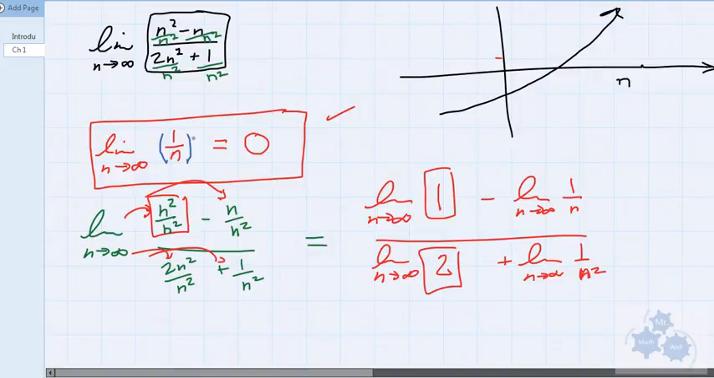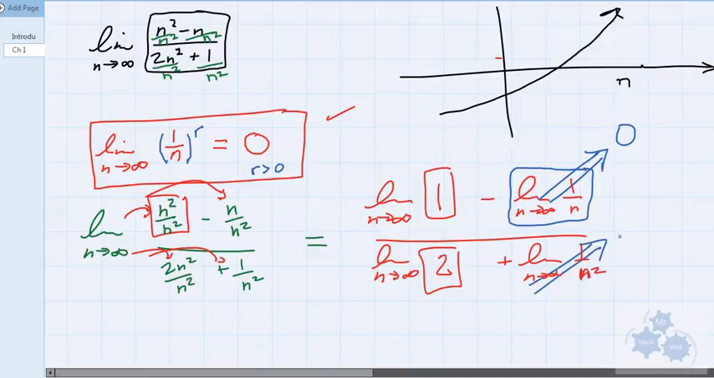Now, the important thing to note here, and remember I said that really this is to the power of any power where r is greater than 0. r has to be greater than 0. But you see we have it right here. See that? So this is going to approach 0. And this is going to approach 0, but quicker because it's squared. So this is also going to approach 0.